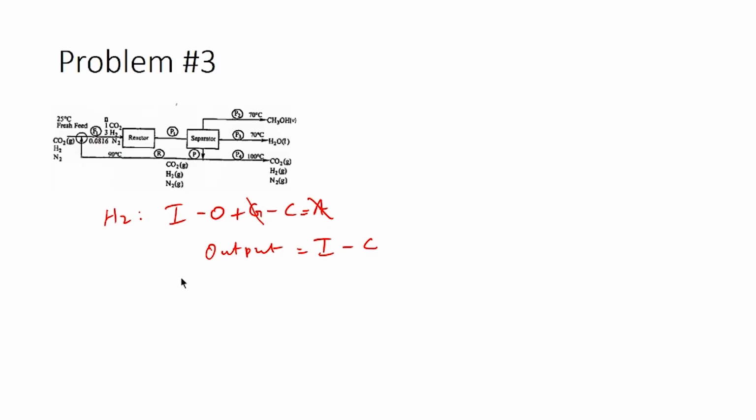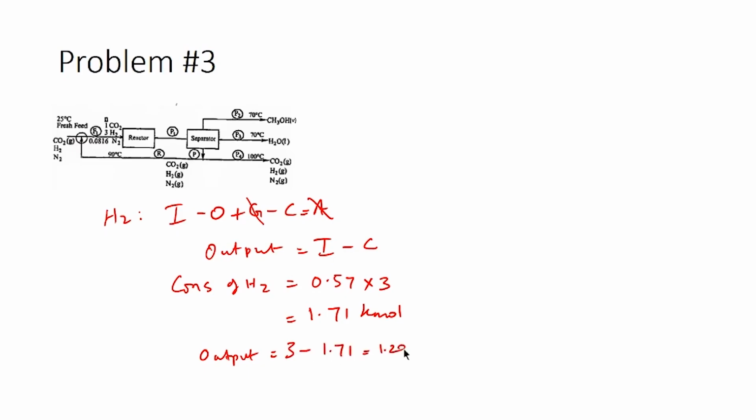So, what is consumption? Consumption of hydrogen would also be equal to 0.57 times 3, because this 57% conversion for a single pass applies for both carbon dioxide and hydrogen, because they are fed at stoichiometric ratios. So, this means the number of moles of hydrogen consumed would be 1.71 kilomoles. So, substituting this value for consumption and the value for input, we can calculate the output for hydrogen from the system would be 3 minus 1.71, which is 1.29 kilomoles. So, now we know that the product stream P contains 1.29 kilomoles of hydrogen and 0.43 kilomoles of carbon dioxide.